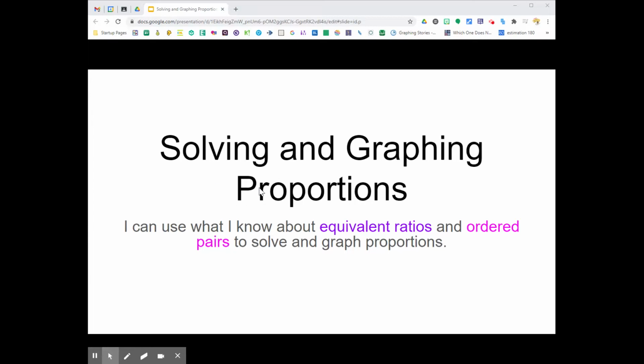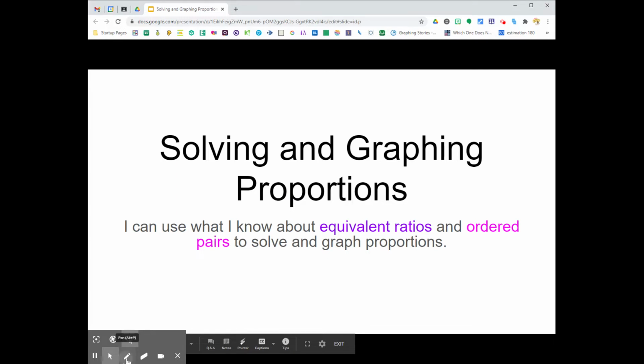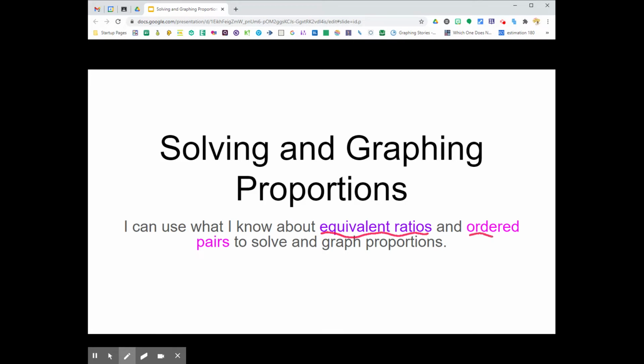So in this lesson, we are going to talk about solving and graphing proportions. And the learning target that goes along with this lesson is that I can use what I know about equivalent ratios and ordered pairs in order to do this. So really everything in this lesson is pieces of things that you have learned before and just kind of putting them together. So the first thing that we want to review is equivalent ratios and what that means.